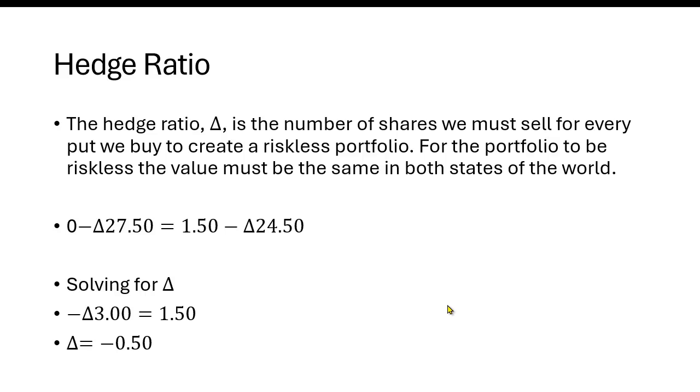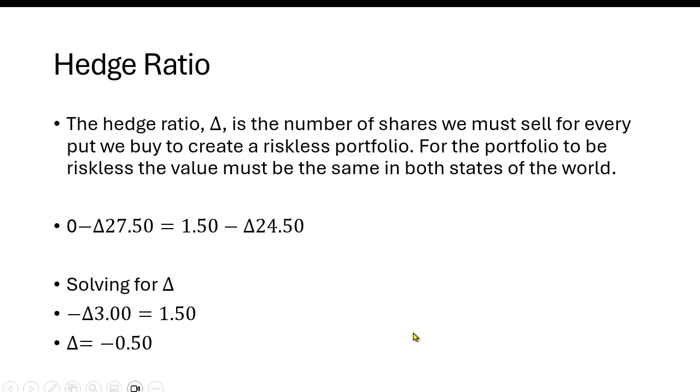And that makes sense, right? If the price of the stock goes down, you should be losing money on the stock, but making money on the put. That offsets your loss. If the price of the stock goes up, you'll lose money on the put, but you'll make money on the stock. So this is going to be a riskless position. So you're going to actually be buying the stock.